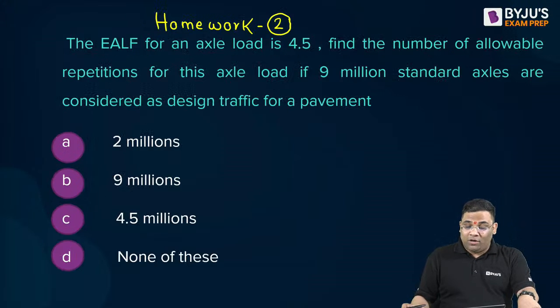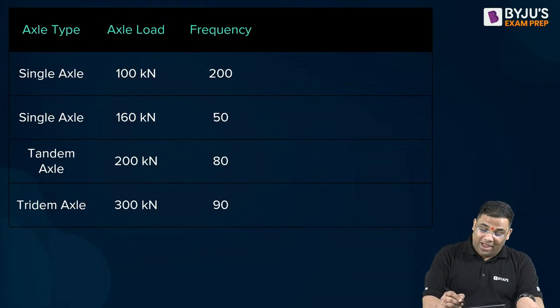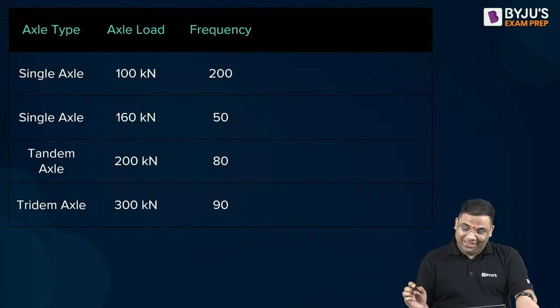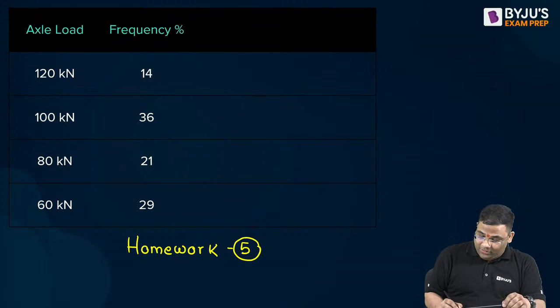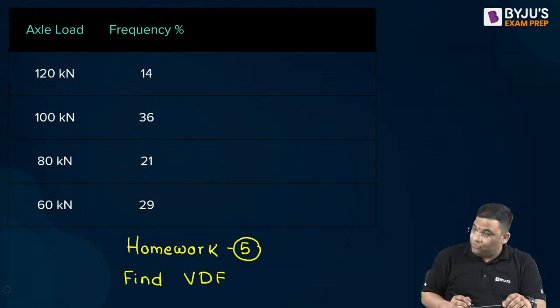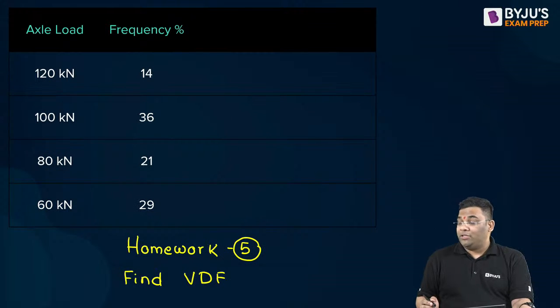So homework number 1, homework number 2, homework number 3, homework number 4, and then this is your homework number 5. Okay. So many homework for you. In this homework number 5, you have to find out the vehicle damage factor. So solve these 5 homework questions, and in the comment section mention like this.